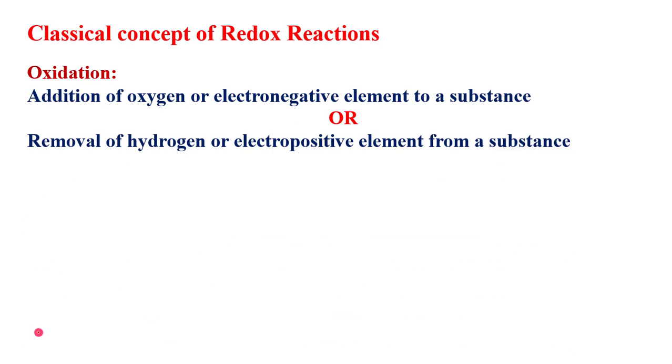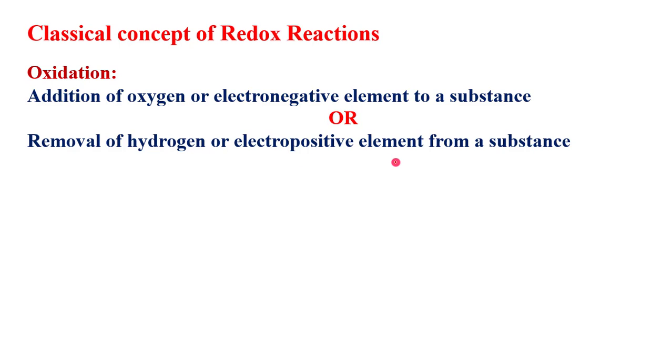Now, according to classical concepts, we have one concept, that is adding oxygen or involvement of hydrogen or electronegative or electropositive element. So these all come under the category of classical concepts. According to classical concepts, oxidation is addition of oxygen or electronegative element to a substance. What is oxidation? Addition of oxygen or electronegative element to a substance, or removal of hydrogen or electropositive element from a substance.